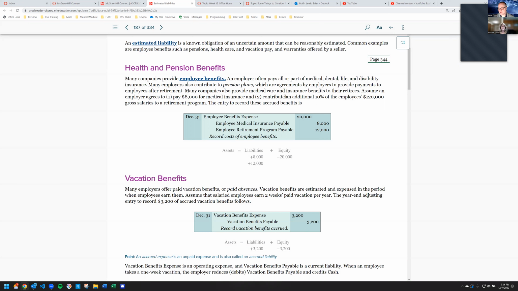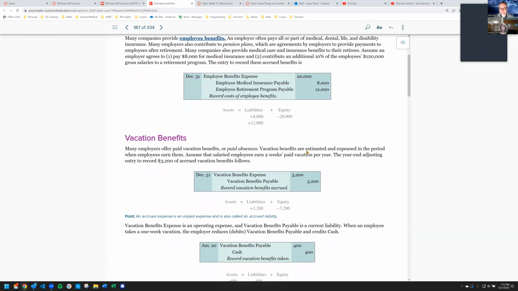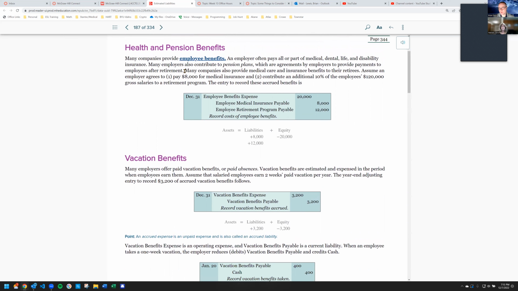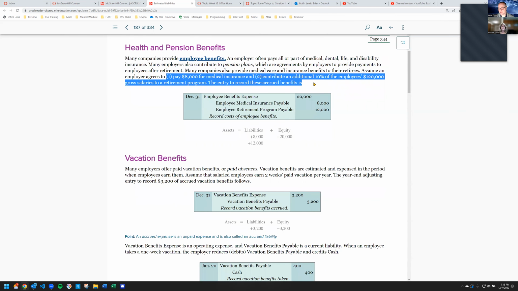So like in this case, they contribute an additional 10% of the employee's 120 gross salaries to a retirement program, right? Plus they pay $8,000 for medical insurance. So you just need to know these variables, right? And do the calculation. So this would be $12,000 goes towards the employee retirement program, and 8,000 goes to their medical insurance payable, right? So they set these accounts up. These are the liabilities, and this is the expense side of that. And usually in the questions, if they have one on employee benefits, they're going to be pretty specific like this.